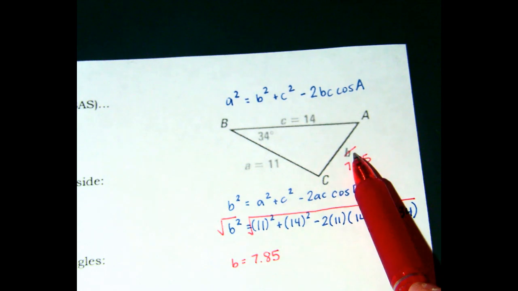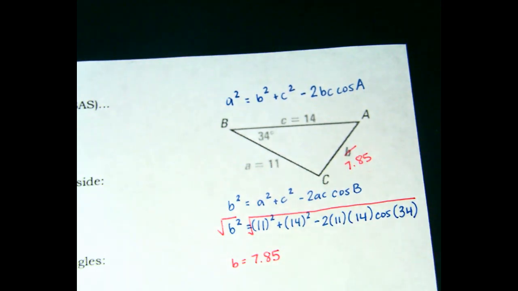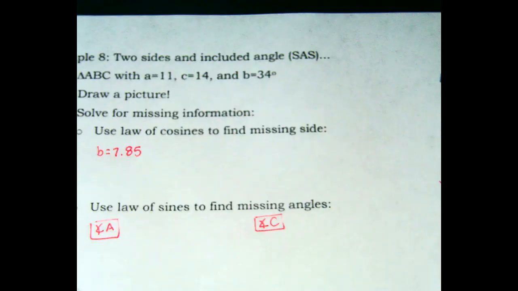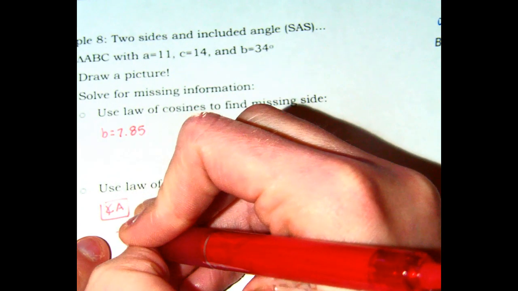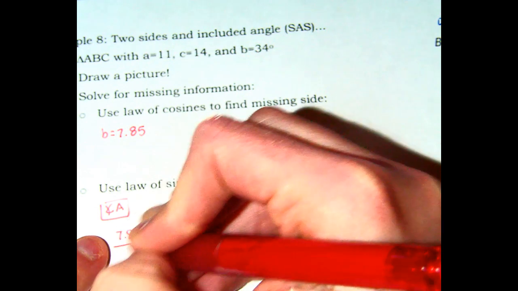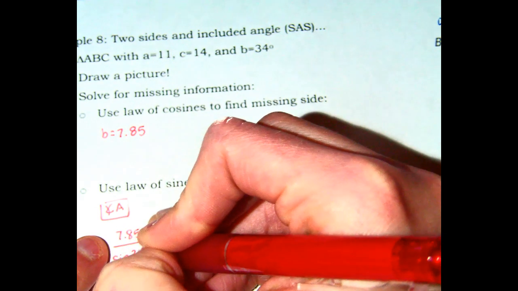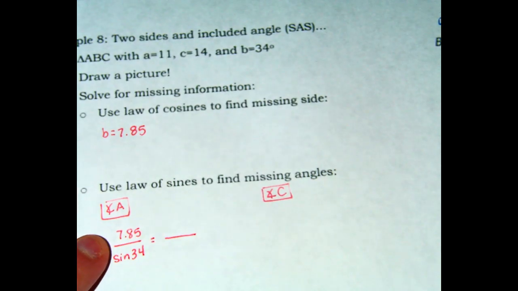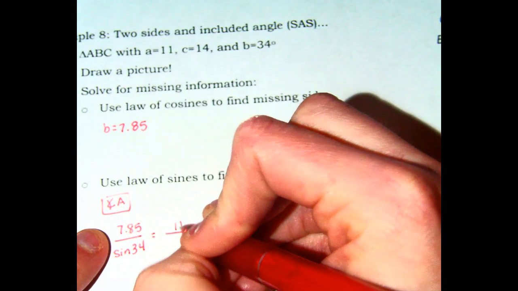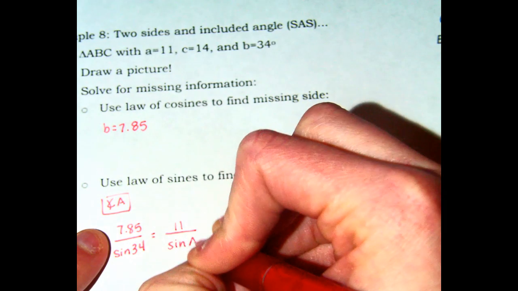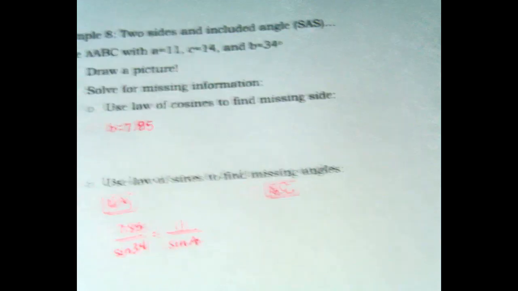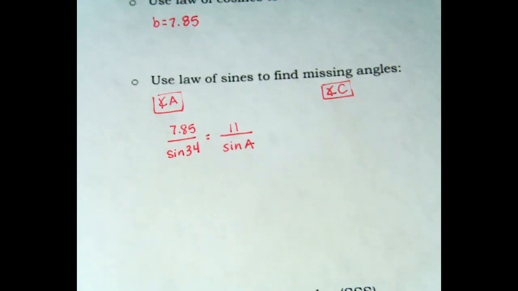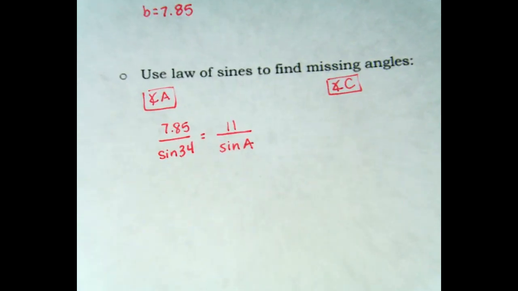We know B and its angle. Do you remember how we set up the law of sines if we know B and its angle? 7.85 over sine 34 equals, we are looking for the angle A, 11 over sine A. That's what we did some yesterday. Now, luckily, I don't have to figure out if I have more than one triangle because in side angle side, you only ever have one.